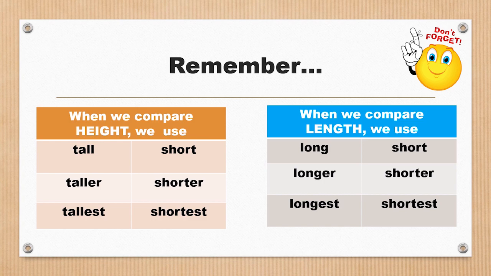Remember, children, when we compare height, we use tall, taller, or tallest. We also use short, shorter, shortest. And when we compare length, we use words like long, longer, longest, or short, shorter, shortest.